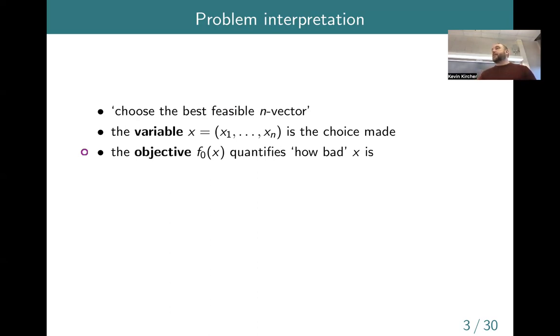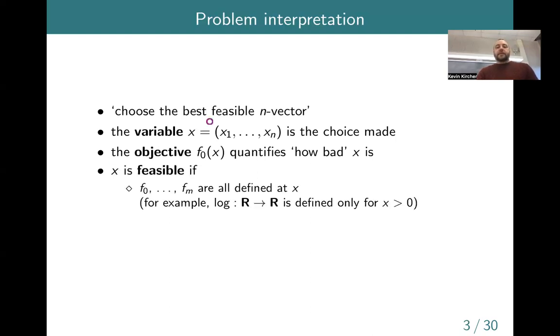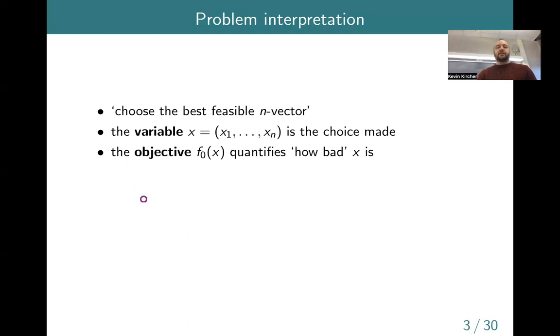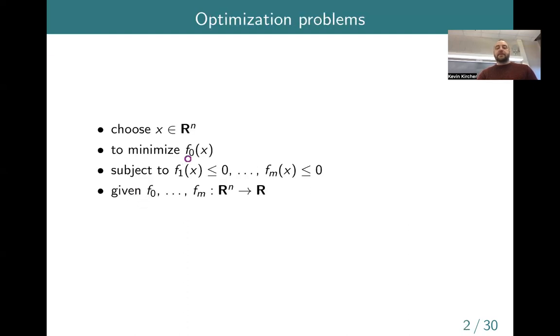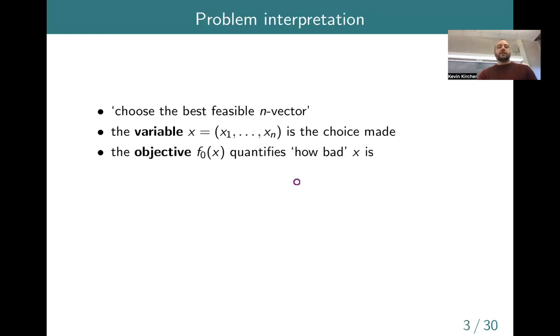Alternatively, you can come up with an objective function that you want to maximize that quantifies how good x is, and then you have a maximization problem. And it turns out that you can always reformulate a maximization problem as a minimization problem, and I'll show how to do that. And so what does this term feasible mean? Well, it means two things. First of all, it means that you can evaluate each of the functions that showed up in the problem statement, f0, the objective function, and all the fi functions in the constraints, that you can evaluate all of those.